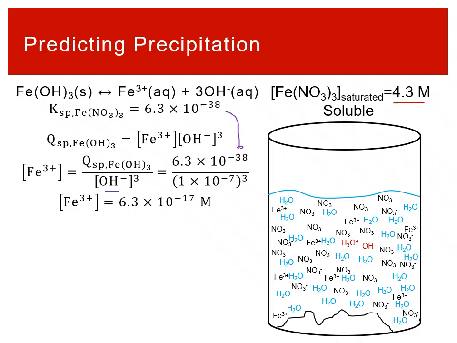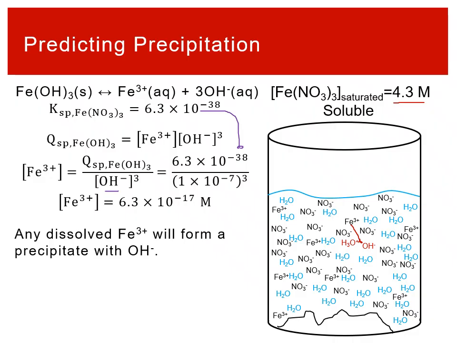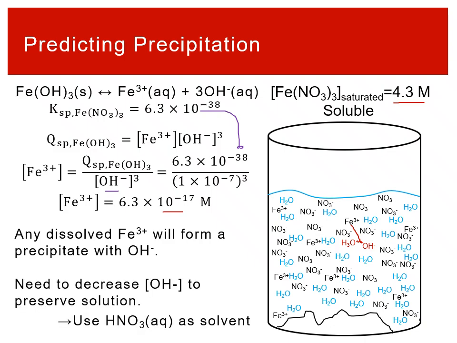So yes, you can get iron 3 nitrate to dissolve in water, but then the iron will form a precipitate with the hydroxide ions that are in the water on their own. And so any dissolved Fe3+ just starts forming a precipitate with hydroxide, right? You have to have less than 10 to the negative 17th concentration of iron. That's not hard to achieve. So basically any iron, boom, you're going to start to form the iron 3 hydroxide, which means we need to decrease that concentration of hydroxide in order to preserve the solution. Because you're going to form a precipitate of iron 3 hydroxide out of this solution.